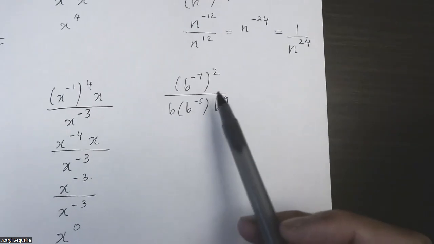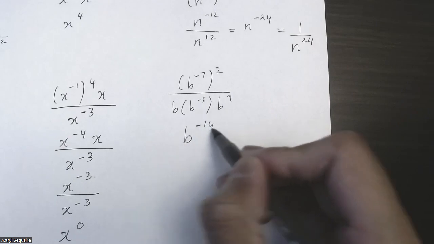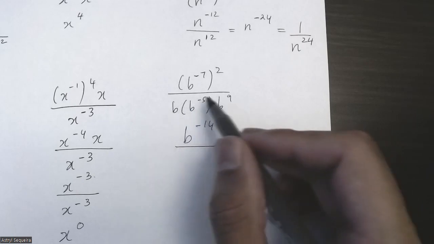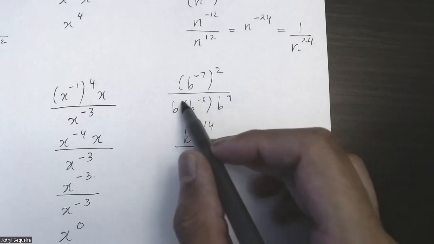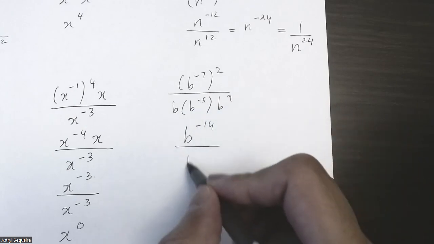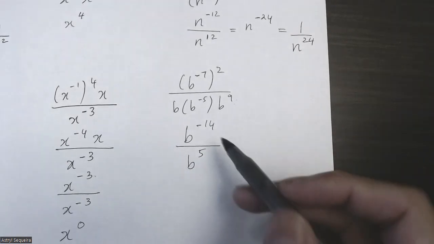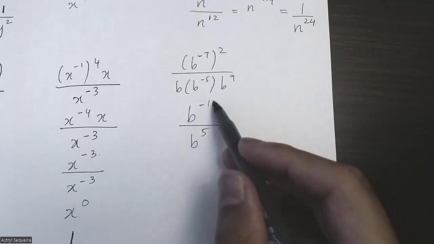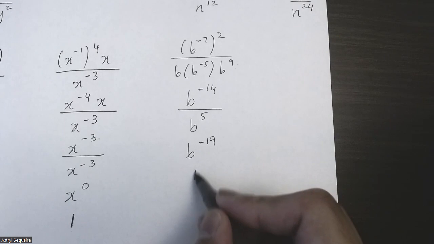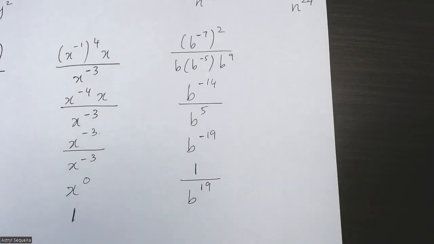And last question here in the top, I'll multiply my exponents. So b to the negative 14. And in the bottom, I have 3 terms all multiplying. So I can just add all 3 exponents. 1 plus negative 5 is negative 4. Negative 4 plus 9 is positive 5. And now I can subtract exponents. Negative 14 minus 5 is negative 19. Then I'll just do the reciprocal to make the exponent positive. So this is my final solution.